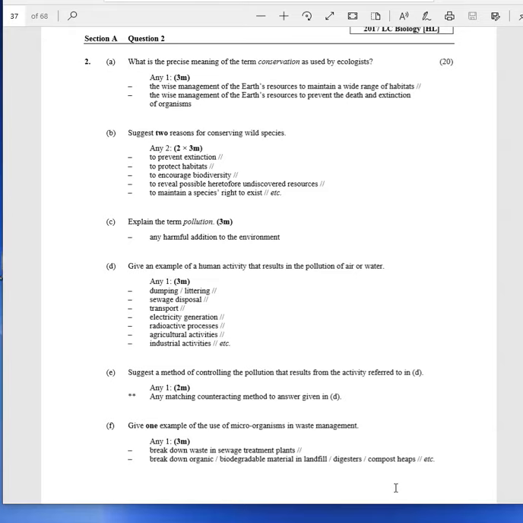So it says, give an example of the use of microorganisms in waste management. So your microorganisms are your bacteria and fungi, and they can be used to break down waste in sewage treatment plants. They can be used to break down biological material in landfills. All right, you can use them in compost heaps, etc.